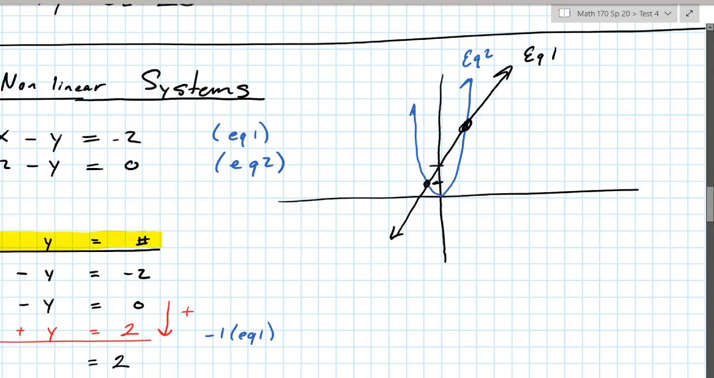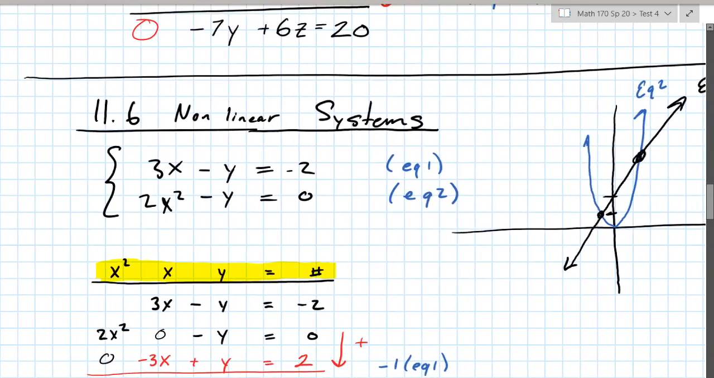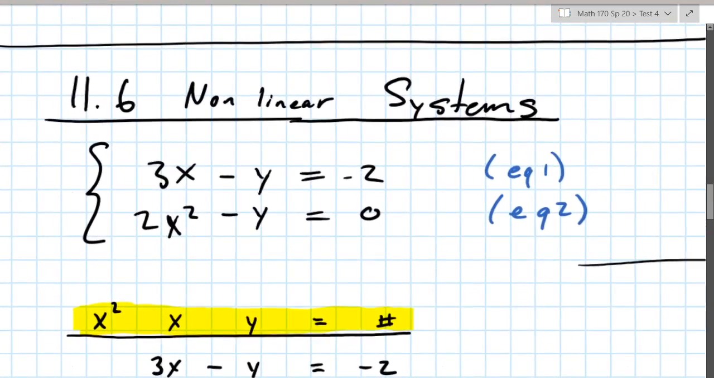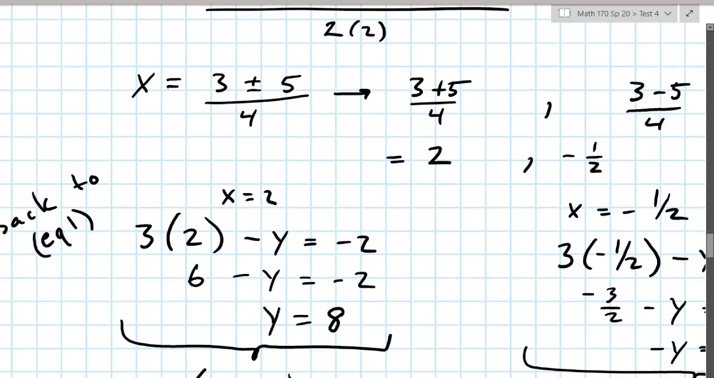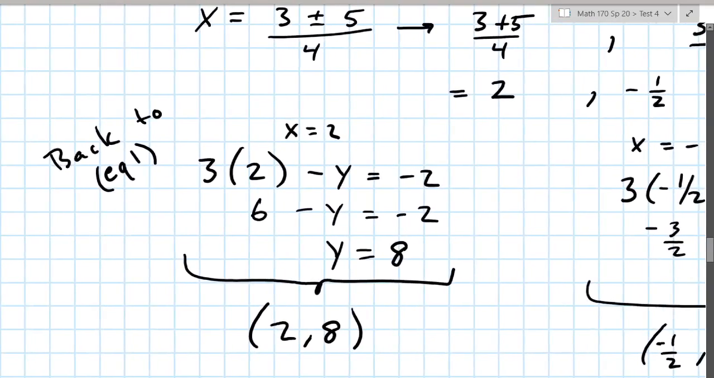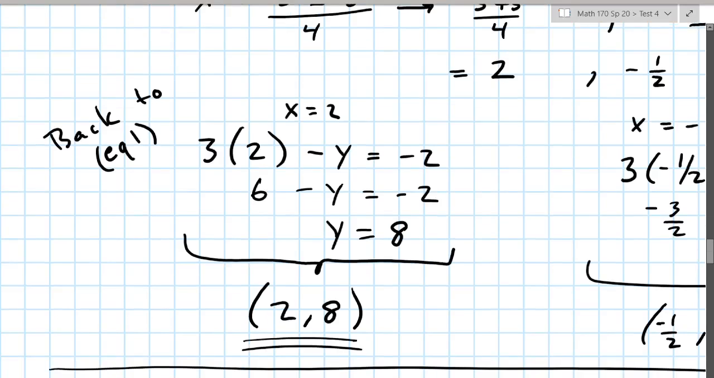but we still need the y values. So we're going to substitute those x values back in to either equation 1 or equation 2 to find the y values. Looking at equation 1 and equation 2, it's probably easier to work with equation 1 than with equation 2. So we'll substitute back in to equation 1. If x equals 2, then y equals 8. So our first solution is (2, 8).